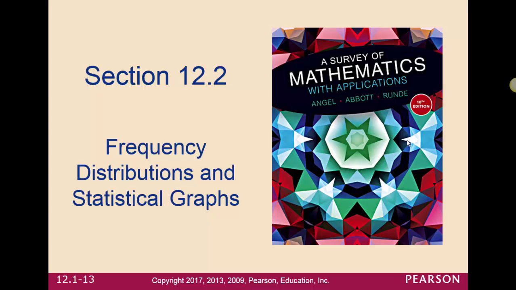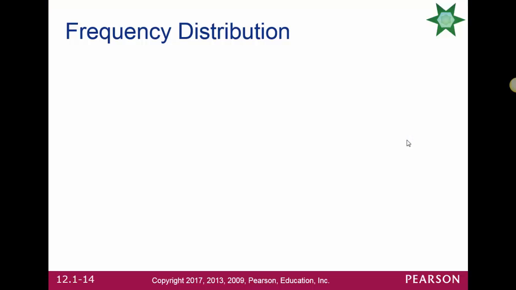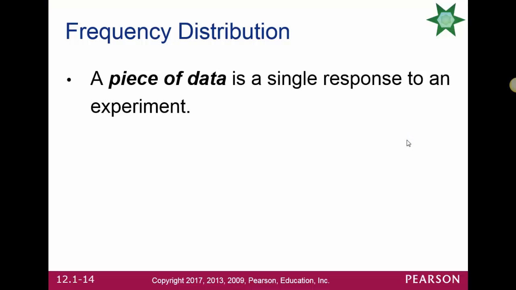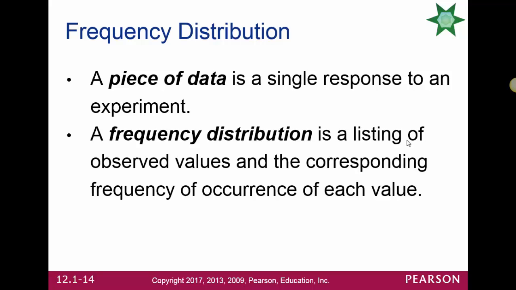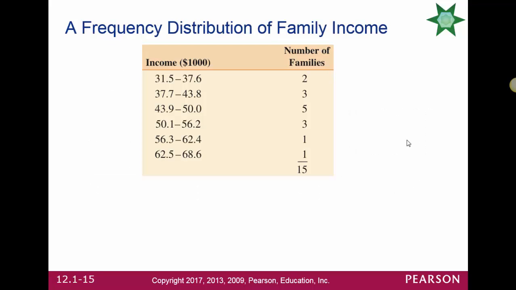The second section we're going to cover today is frequency distributions and graphs. And you're not actually going to create the frequency distributions, but you're going to look at interpreting them. So a piece of data is a single response to an experiment, and a frequency distribution is a listing of all the observed values and how frequently they each occur.